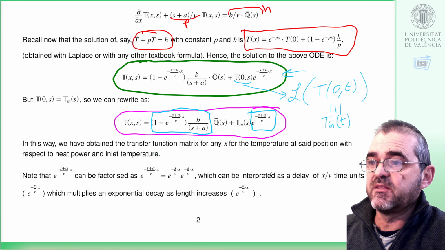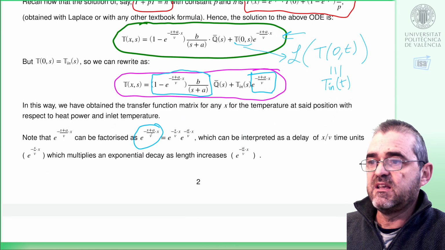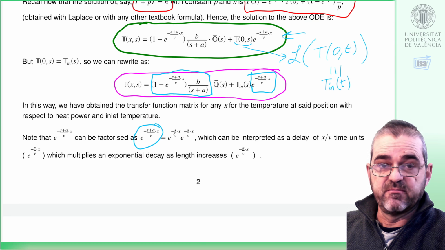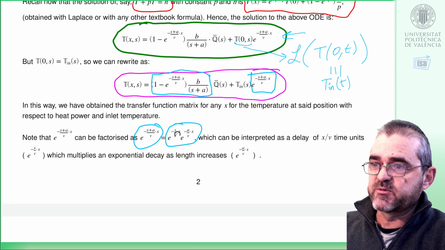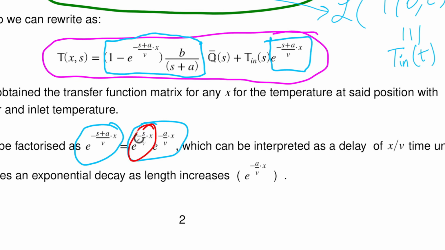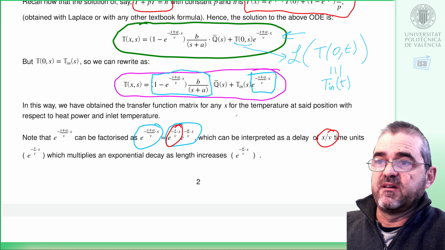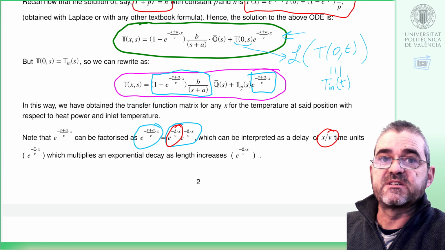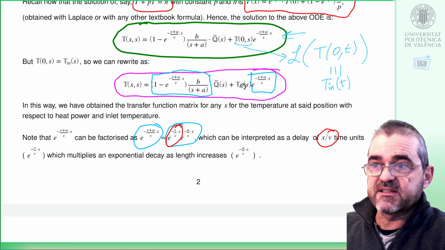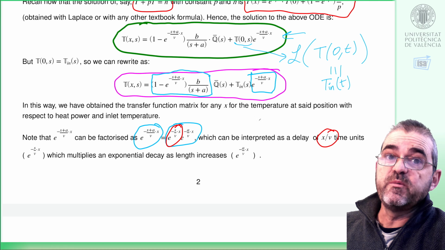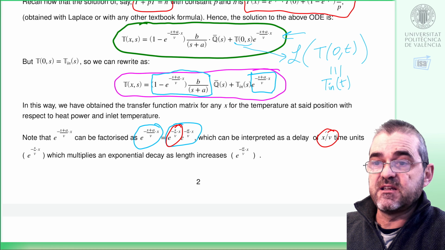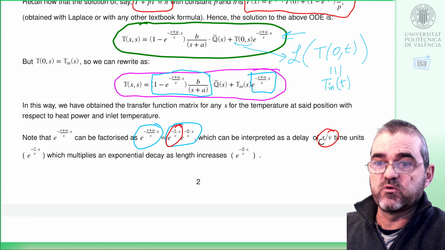What do we observe in this expression? Well, if we factorize the exponential of the sum as the product of two exponentials, then the pure exponential of s times some number is the Laplace transform of a delay of x divided by the speed of the flow. Indeed, for changes of input temperature, if the flow is circulating, let's say at 2 meters per second, then a point 2 meters away from the inlet will receive those changes 1 second later. So that's it, 2 divided by 2.